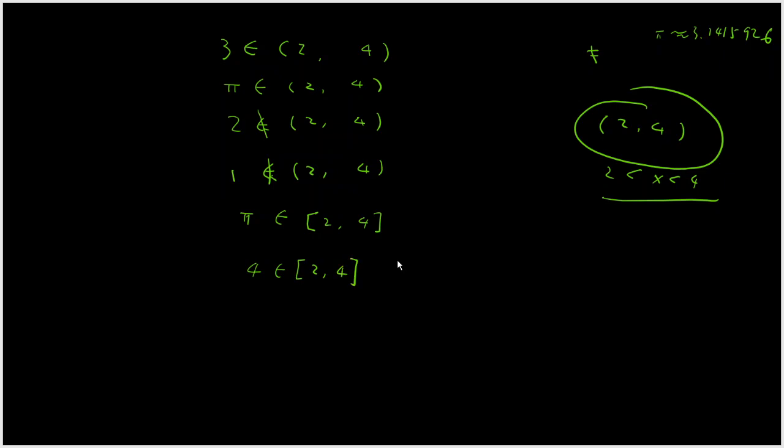And by the way, when we describe the interval, we say the closed interval from 2 to 4.